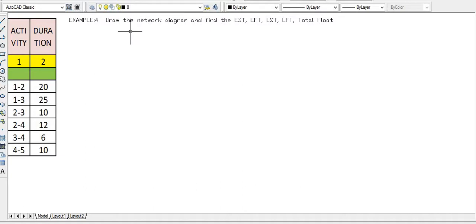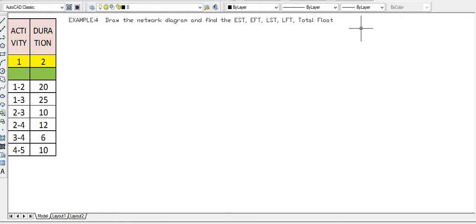First we have to draw the network diagram depending upon this table. Then, after drawing the network diagrams, these four times are to be calculated, and depending upon these four times we have to find out the total float. Depending upon this total float we will find out the critical path. The critical path is the longest route, the longest path we have to find out.